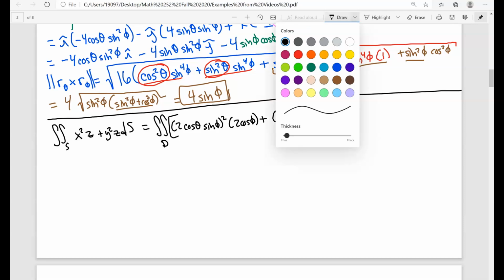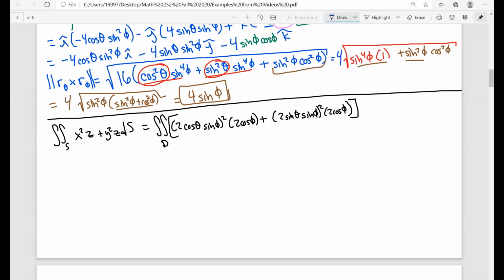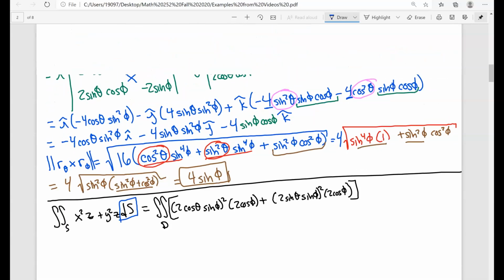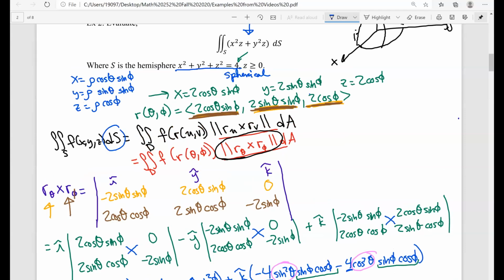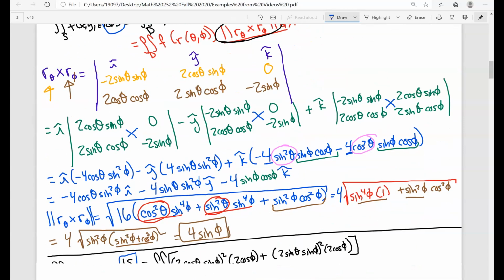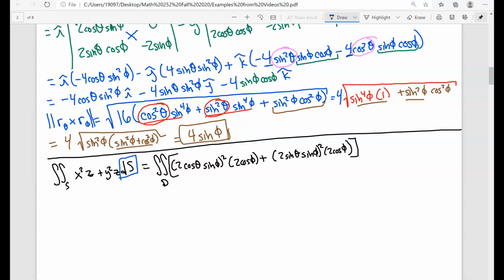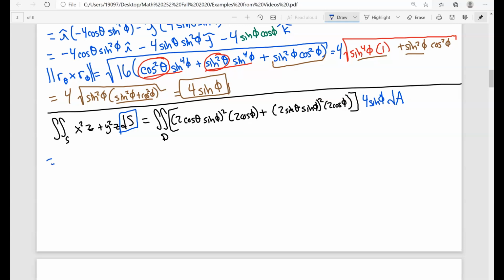Now dS in this case is going to be what I just calculated. So let me go back up. Remember that this dS just corresponds with the cross product. So the cross product times dA is going to be this 4 sine phi that I just found, dA. Okay, so let's go ahead and simplify a couple of things.